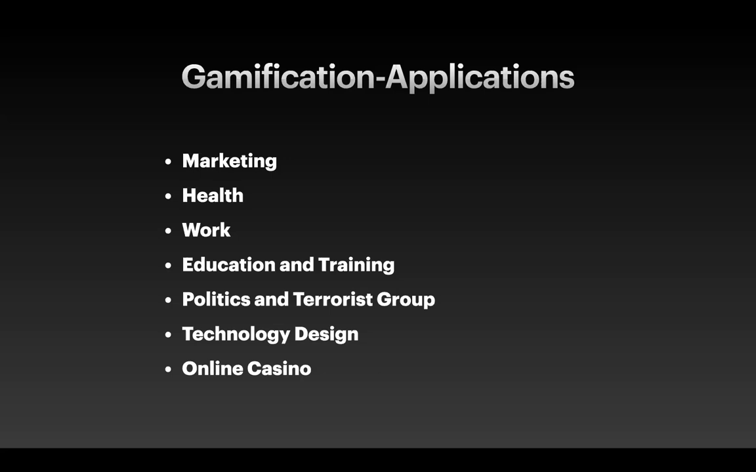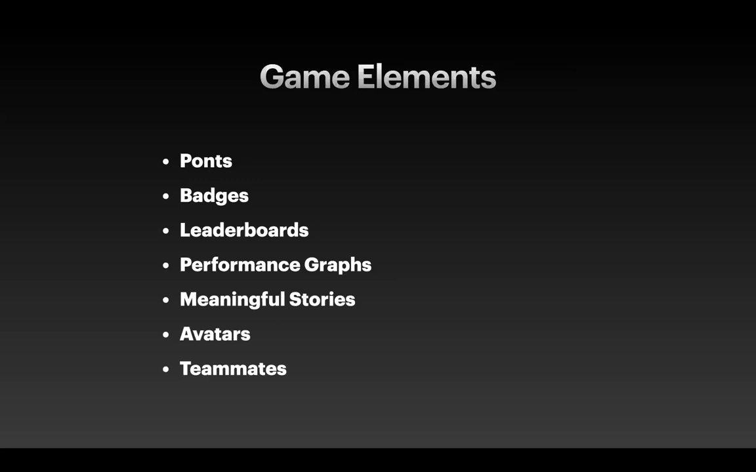Technology design: we can see right now we have a lot of technologies that use game systems for their design. You can see the progress bar, and you want to achieve more because you can see your improvement throughout all the digital products. Online casinos: if you go online, you can see a lot of different gambling sites or casinos, some games, and they also use gamification elements.